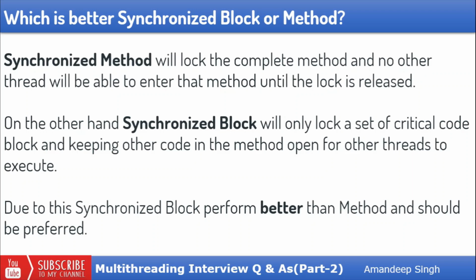So in that way, multiple threads can enter into a method, but there will be a set of critical code lines which we have added in the synchronized block. Those will have only a single thread access. Due to this, the synchronized block performs better than methods, and we should prefer using synchronized block over synchronized method.